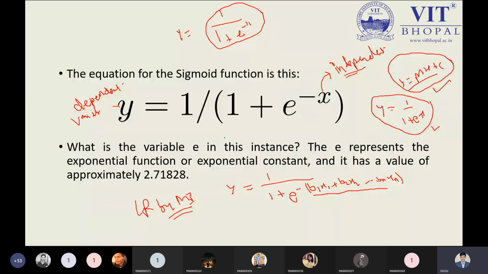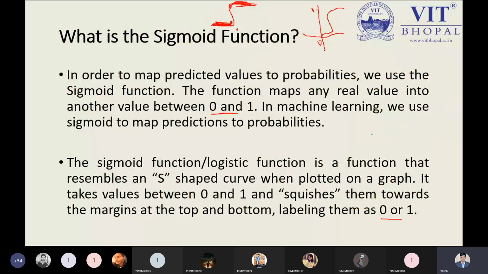This function is known as the sigmoid equation, written here as 1 upon 1 plus e to the power minus x. What is e? Exponential. What is x? Independent variable. What is y? Dependent variable. If we have multiple independent variables, we can write our equation like this, so you can utilize each and everything properly. So that was about the sigmoid function.